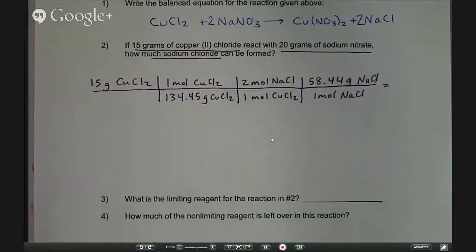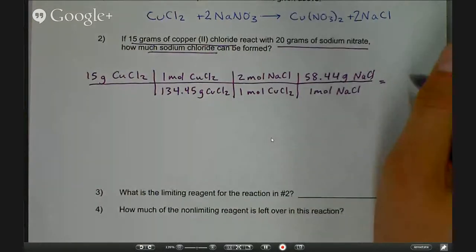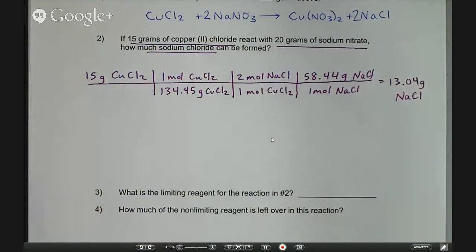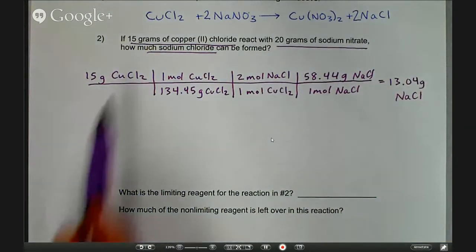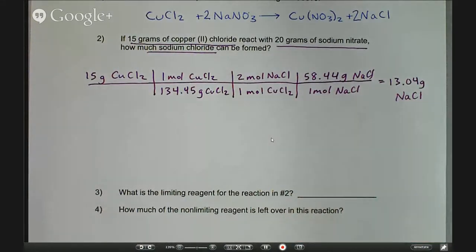So there we are. When you calculate this, I get 15 times 2 times 58.44 divided by what's on the bottom. I get 13.04 grams of sodium chloride possible. So theoretically, from the copper(II) chloride, we could possibly make that much sodium chloride. But we don't know yet if that's the amount we make.